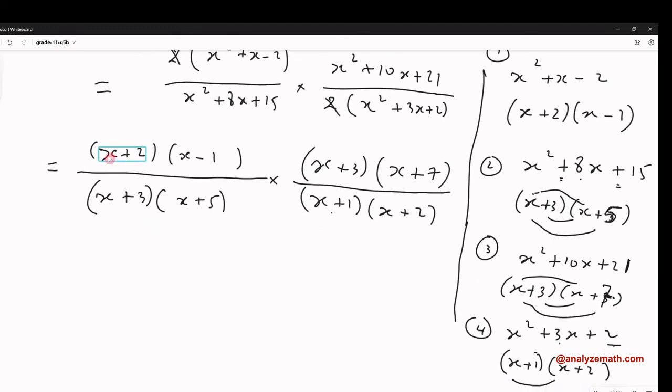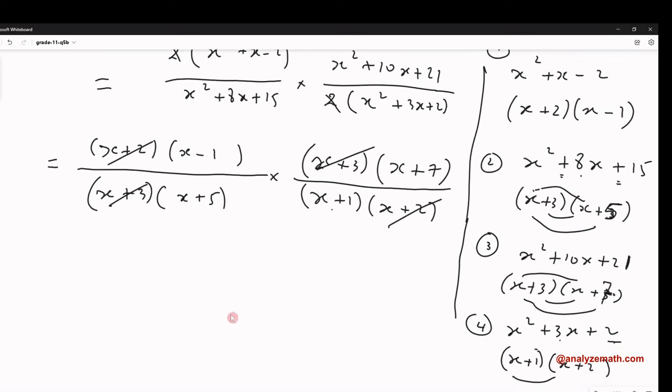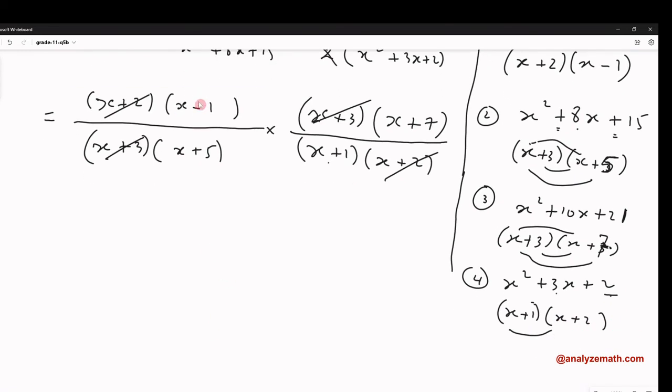Now notice that we have multiplications only and divisions, so we can simplify. If we had the plus here, for example, we cannot simplify. Now, what do we do? What do we have? We have x plus 2 and then x plus 2. These, they cancel. They cancel, meaning that if you divide the top and bottom by x plus 2, they will go. What else do we have? We have x plus 3 here and x plus 3 here. Do we have something else? No. x minus 1, x plus 7.